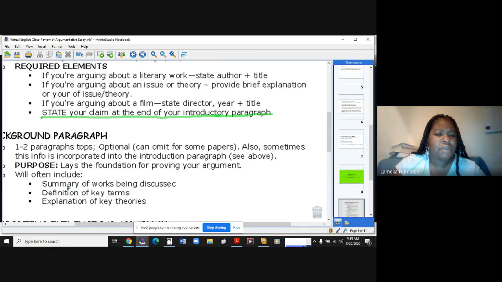Now, when it says summary of works being discussed, again, that only goes with a narrative if you are writing a story or if you're doing a research paper, okay? Definition of key terms. Again, you don't need that in an argumentative essay, okay? Again, there are different types of essays that you can write, but for the sole purpose of conversation, we are only discussing argumentative essays. So in this instance, you don't need any of these things in your argumentative essay. Explanation of key theories, you don't need that in there, okay? Theories and works being discussed, all of those things are more so when you are writing what's called a thesis.